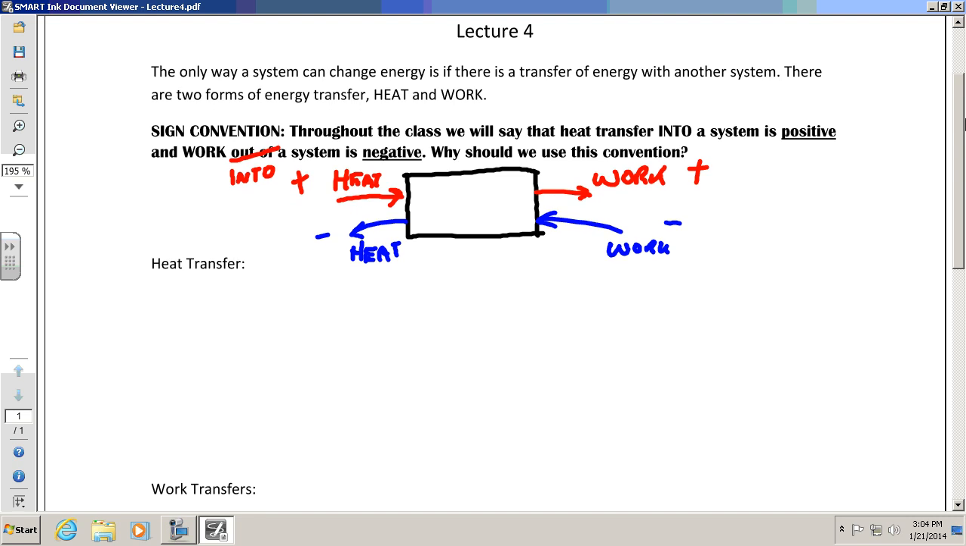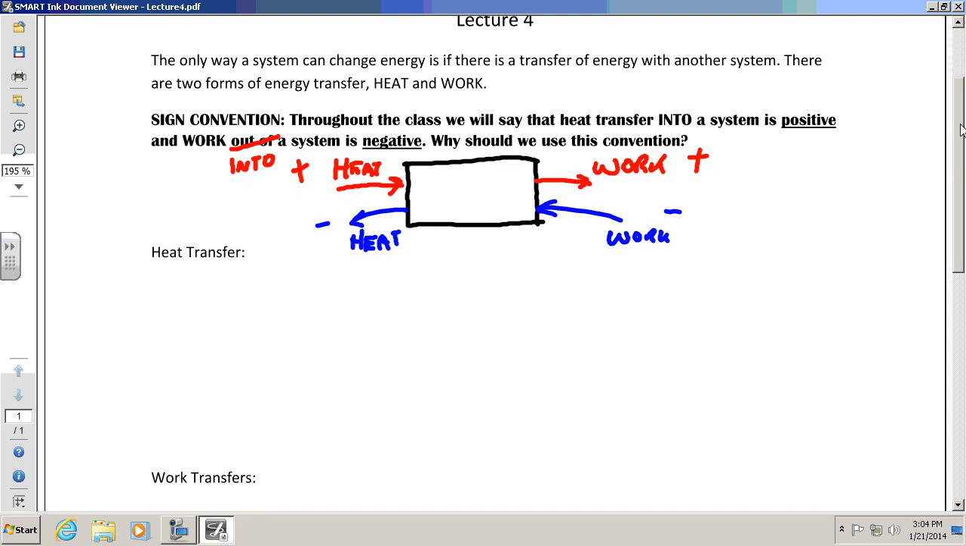Okay? So let's talk about the two forms. First one's pretty easy, heat transfer. In this class, we're going to designate heat transfer with the letter Q. We're always going to use Q for heat transfer. Okay? That's our symbol for heat transfer. And again, just to denote, if it goes into a system, we're going to call that positive. If it comes out of a system, we're going to call that negative in our sign convention.